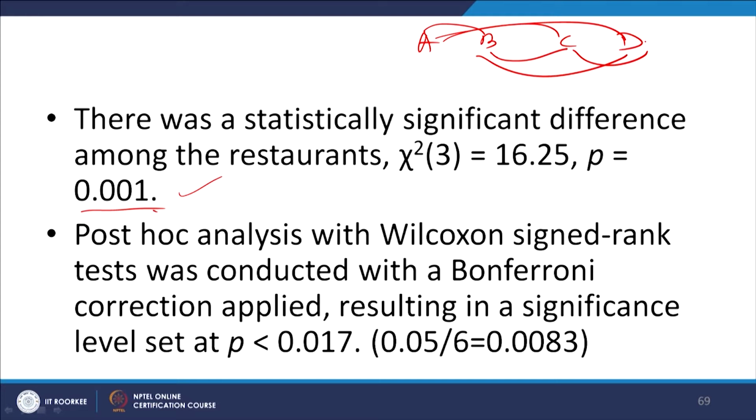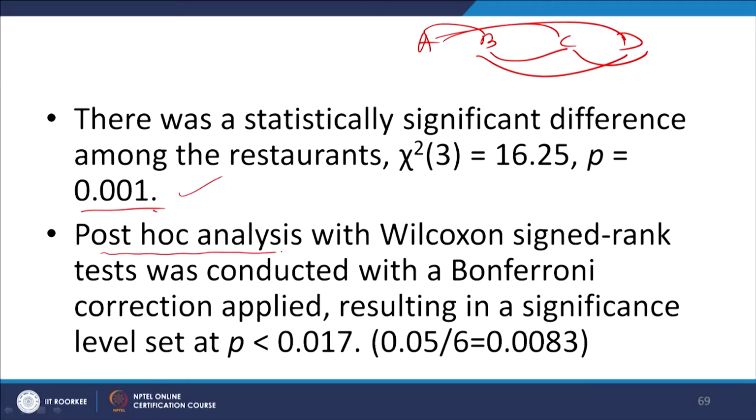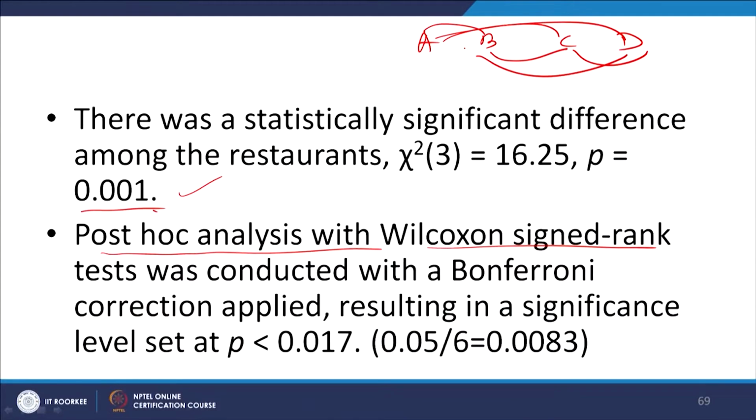To do that, you have to do a post hoc analysis with the Wilcoxon signed rank test, because Wilcoxon signed rank is a paired test, like a paired t test. You can do it because the sample is the same here, right. The 6 raters are the same. So you can do a study between A and B, A and C, A and D, and so on, 6 studies, but remember this is important, with a Bonferroni correction applied.